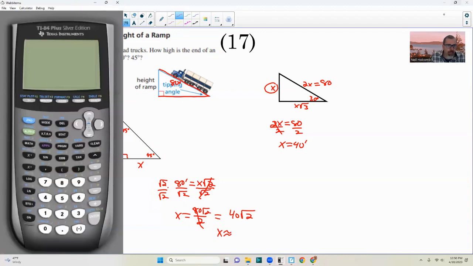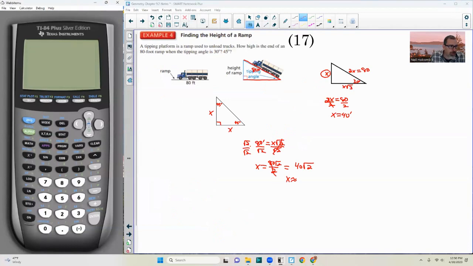Okay, and if we want to know the height, then we would now say x is approximately, and get our calculators out, and do 40 square root 2, enter. And it's approximately 56.6 feet off the ground when the truck is lifted to a 45-degree angle. Okay, so the answers to these problems were 40 feet when the angle was 30 degrees and 56.6 feet when the angle was 45 degrees. Okay, so now you should be able to do problem number 17 in your exercises.